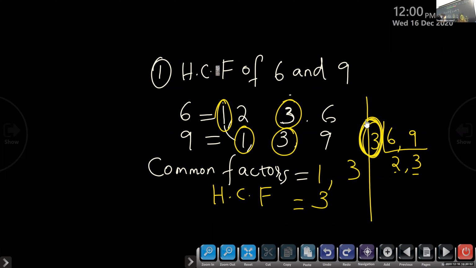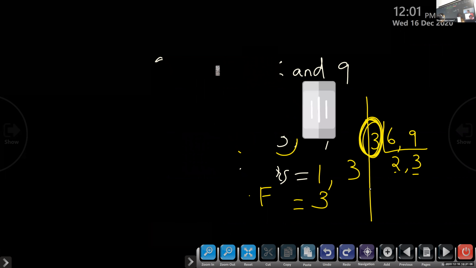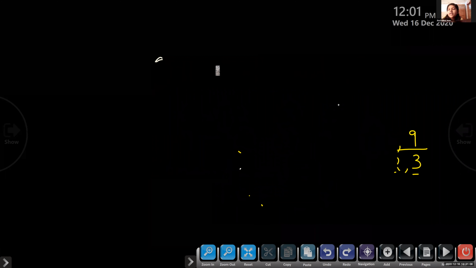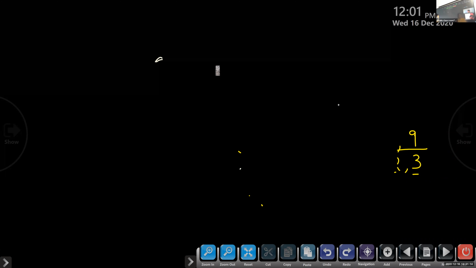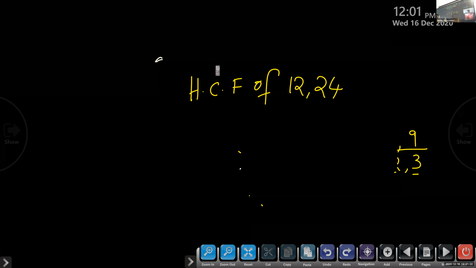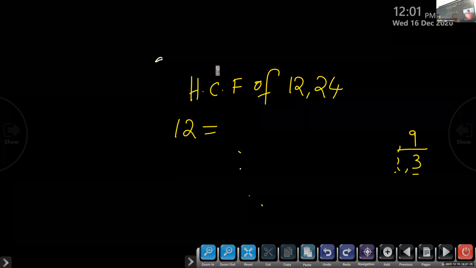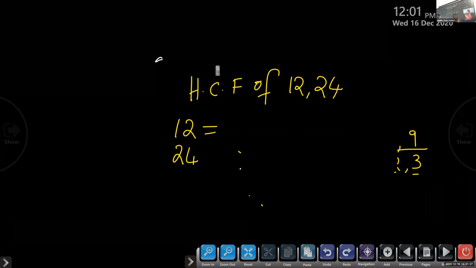Okay, next question. Children, we can also do the prime factorization method. Find the HCF of 12 and 24. First, write down 12, 24. Find out the common factors. Then find out the HCF.